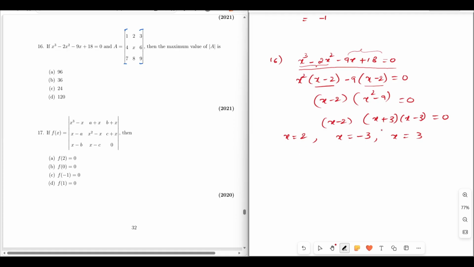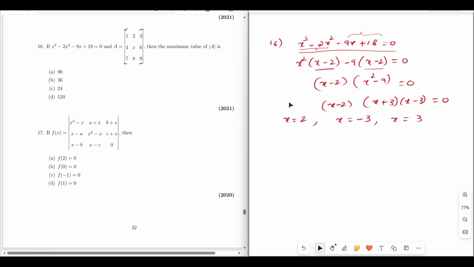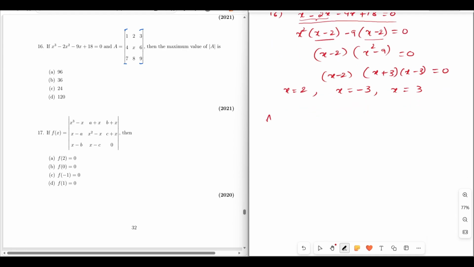So among these three values, which value if you substitute in the matrix A, you will get the highest maximum value for the determinant. That is what is the question being asked. So now matrix A is equal to 3 by 3 matrix. We'll take out the determinant of matrix A now.